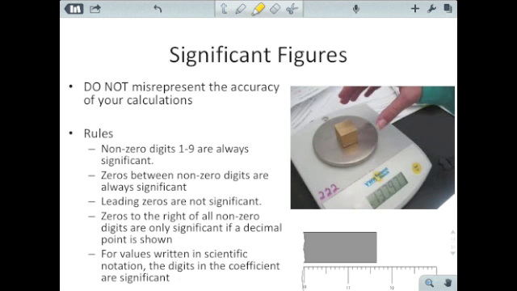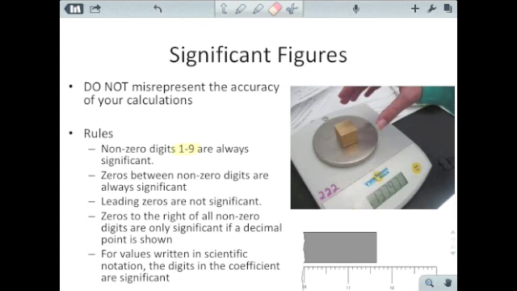All non-zero digits, meaning anything 1 through 9, are always significant. So say we take the number 524. Okay, we would have 3 significant figures because they're all non-zero digits. It's 1 through 9. Okay, so in that number 524, we have 3 significant figures.